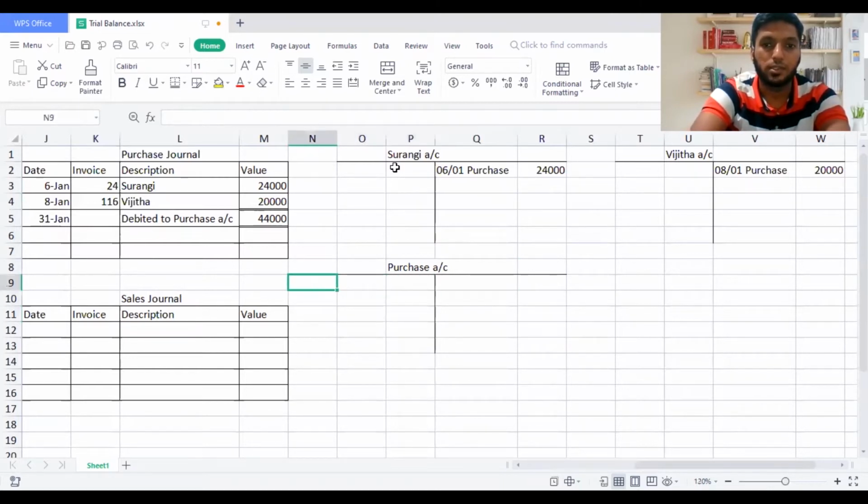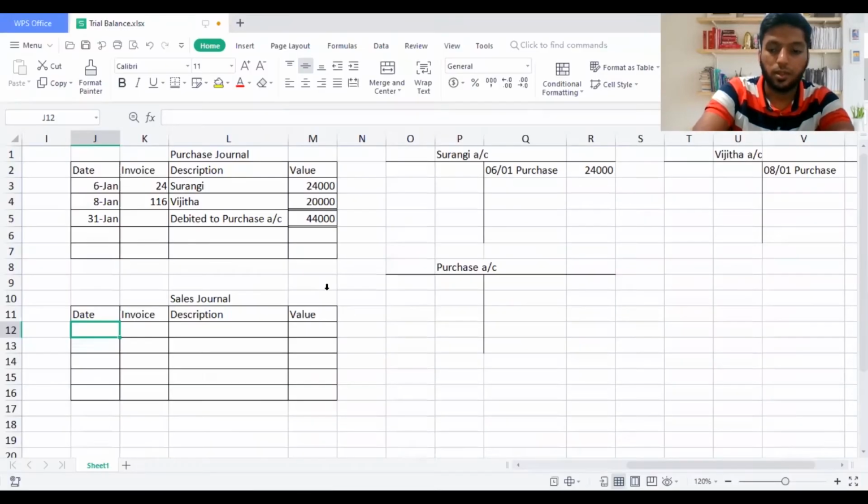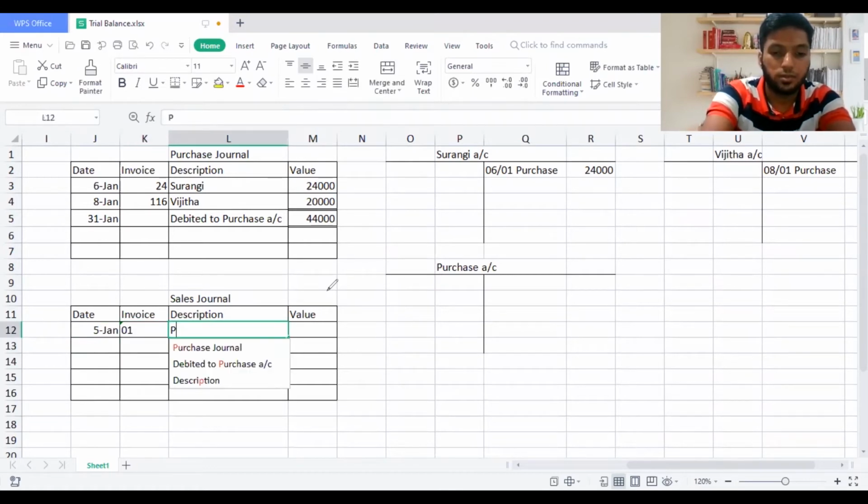Then let's move on to the sales journal, how it works. So let's record the sales journal, guys, one by one. You can see here sales journal to Priyani under invoice number 1, 19,000. It's credit sales. So we need to take credit sales, our credit customers. So we can open up a Priyani account and an Imasha account, but then we need to record 5th first. What is the invoice number? Invoice number 1, 19,000. So I'm going to take Priyani, 5th first, invoice number 1.